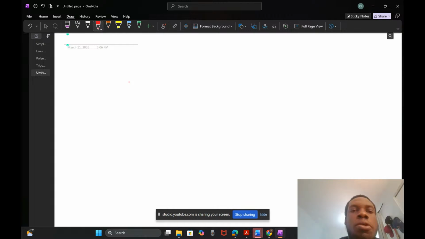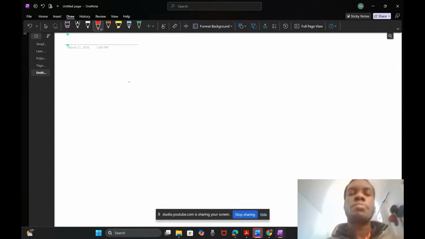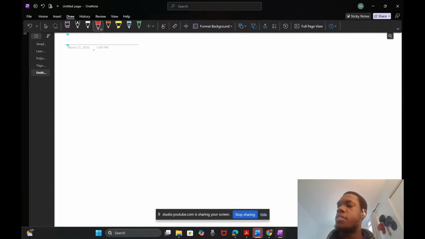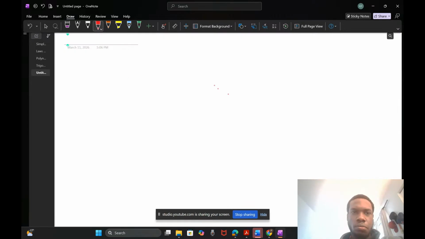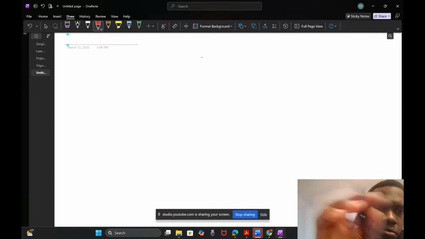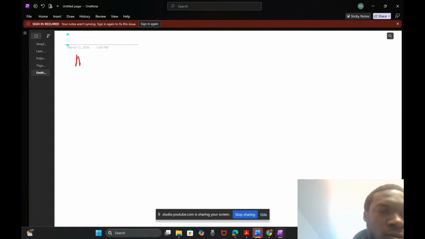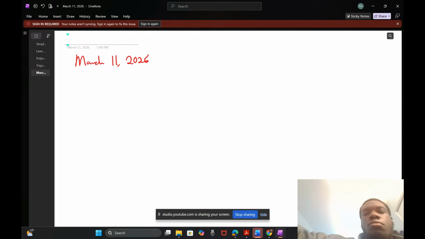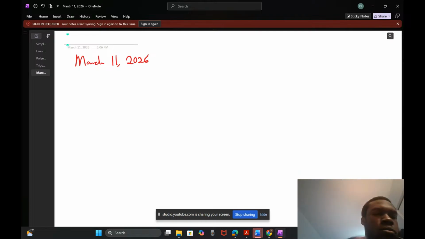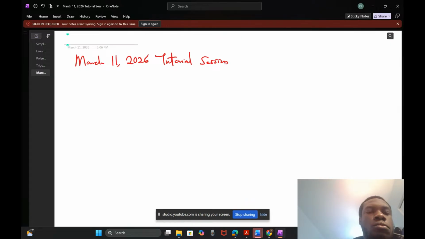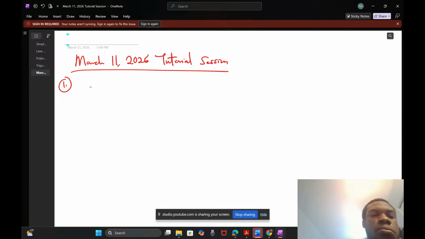Last Monday I talked about sets. Today I'm going to be talking about compound shapes, how to find the areas of compound shapes. So I'm just going to start. Okay, March 11, 2026 tutorial session. Let me start with this shape.